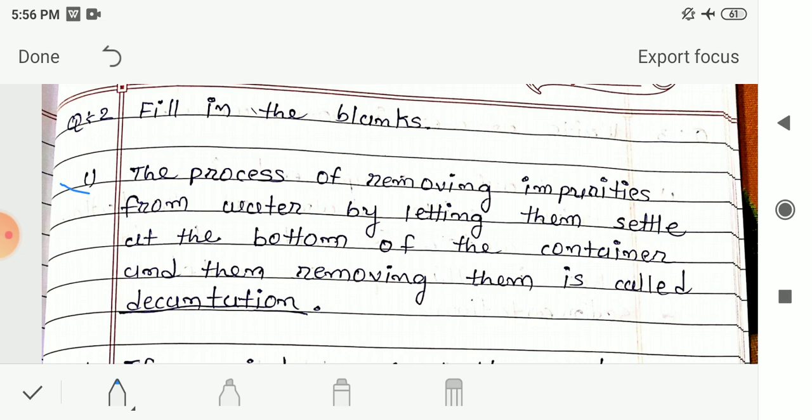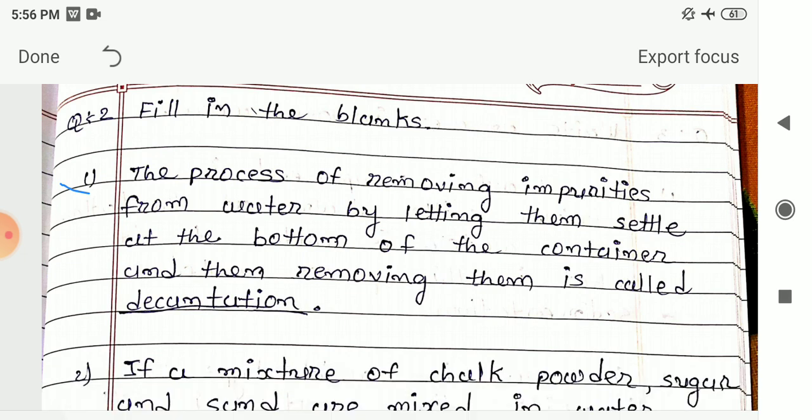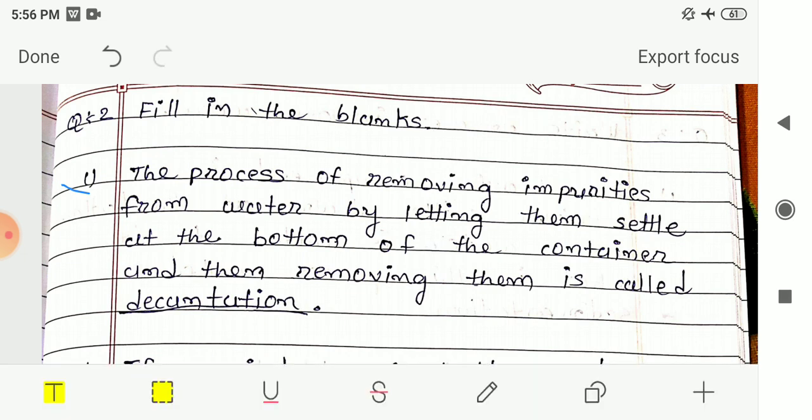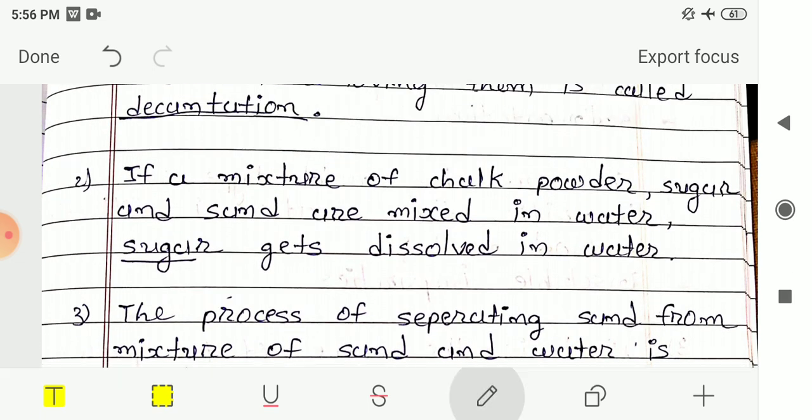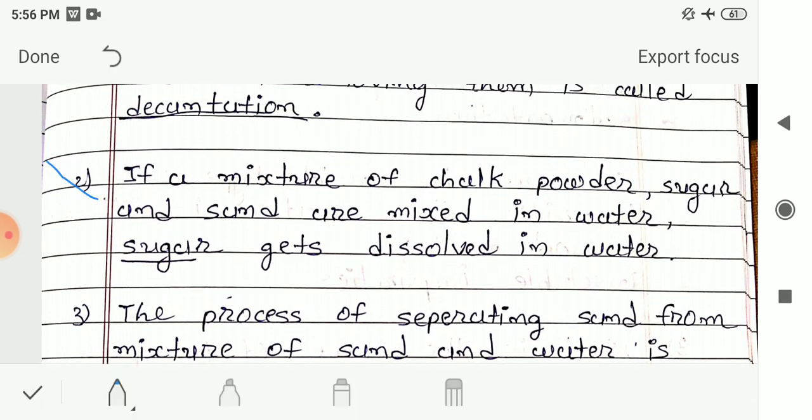This spelling is given to you, D-E-C-A-N-T-A-T-I-O-N, decantation. Next question, second blank. If a mixture of chalk powder, sugar and sand are mixed in water, blank gets dissolved in water. So here your answer is sugar.